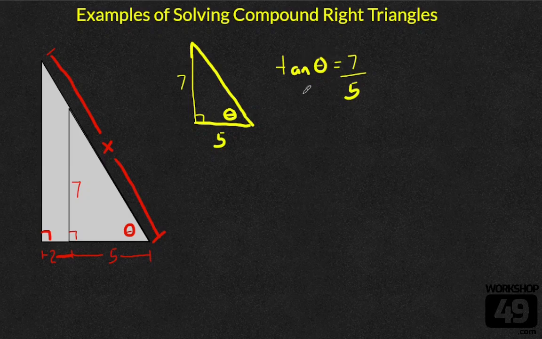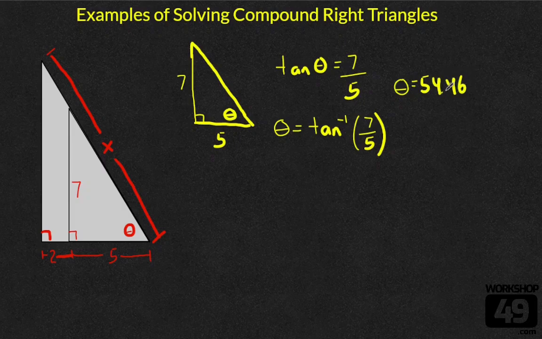In order to get our theta, we have to use our arctan. That's our inverse tan, that tan to the -1, if that's what you're calling it, of 7 over 5. And you will get that theta equals 54.46 degrees. Now that we know our theta, we know this little theta down here, it's 54.46 degrees. We now have more information in our big triangle. Let's go ahead and solve that one now.